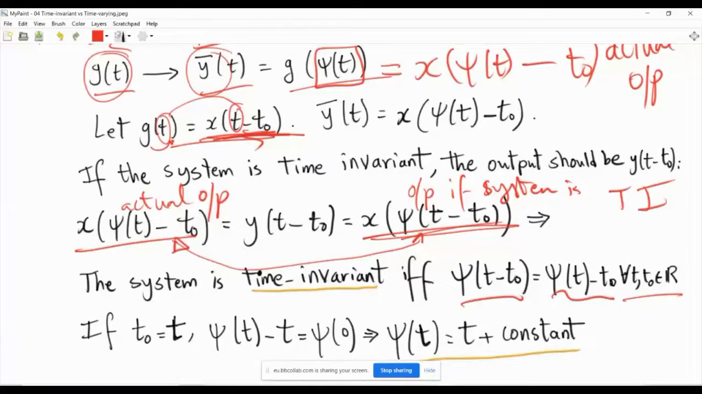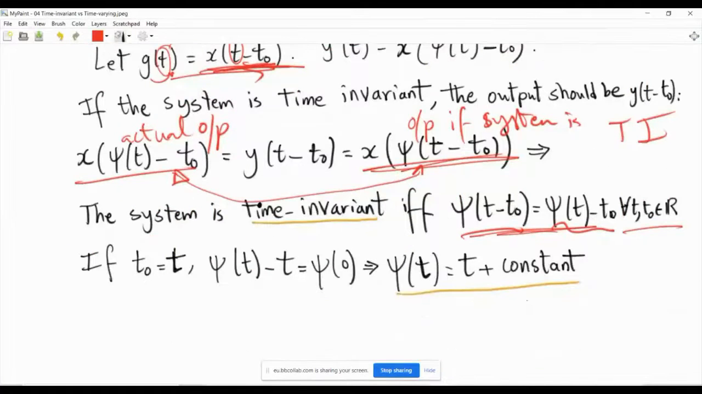So again, we have conditional time invariance. It's not that for every psi of t our system will be time invariant. We need basically our psi of t to satisfy this functional equation. And this functional equation, basically, if you think about it, psi of t minus t0 is equal to psi of t, minus t0. And again, this should be true for every t0.